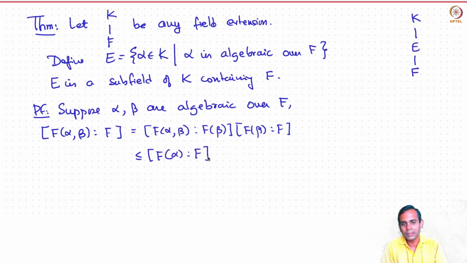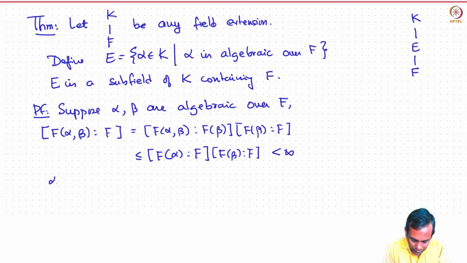This is just because if beta satisfies a certain polynomial over F, then you can regard that polynomial as a polynomial with coefficients in F(beta). And so if alpha satisfies a polynomial with coefficients in F, you can regard that as a polynomial with coefficients in F(beta). And alpha will satisfy that polynomial over F(beta). So this degree is less than or equal to this degree. And this, well, of course, is what it is. But both these degrees are finite. And so F(alpha, beta) over F is a finite extension.